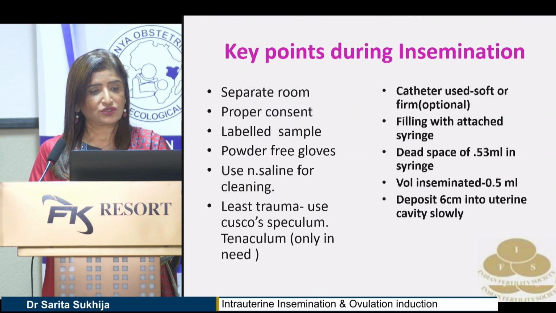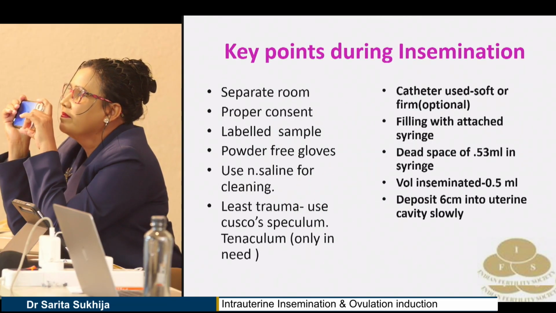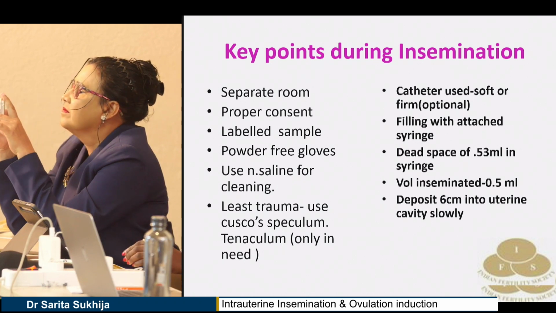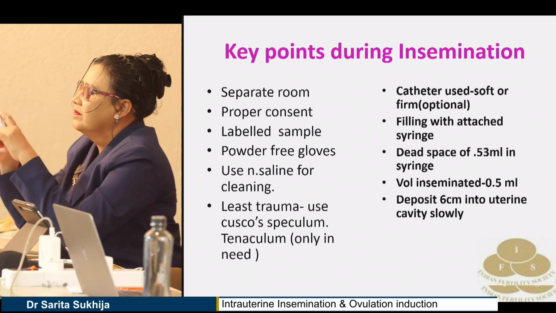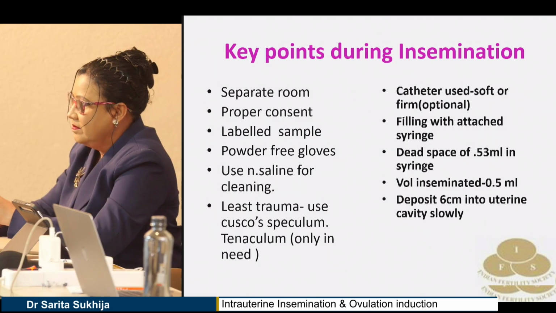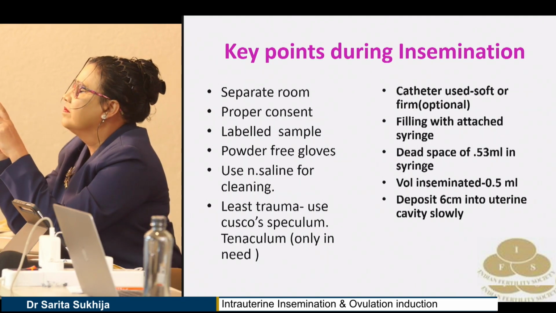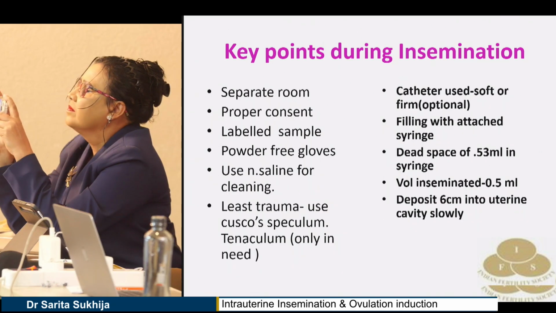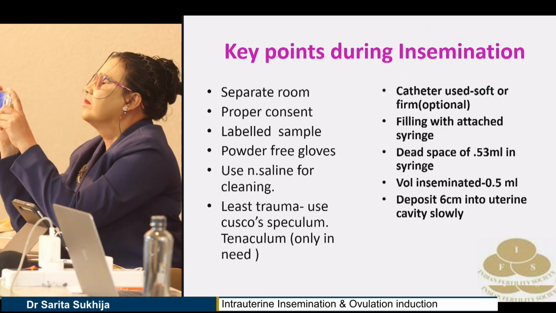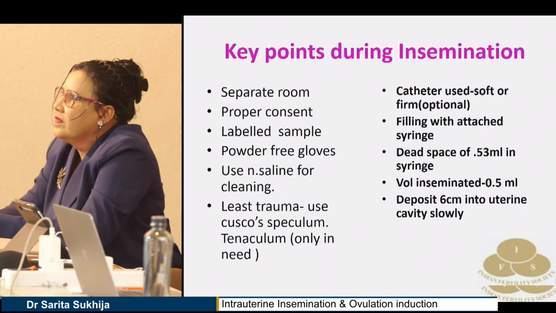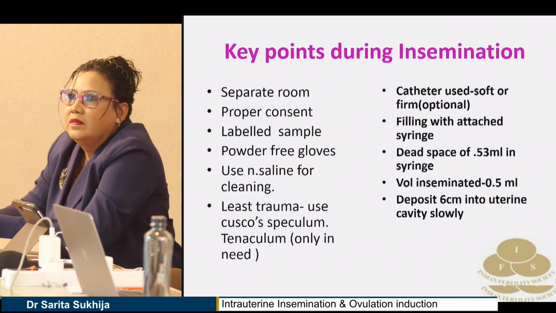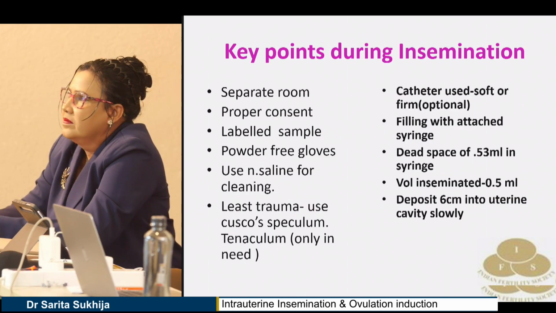The position has to be lithotomy. The key points during insemination are: you should have a separate room and take proper consent. The sample labeling is very important if there are 2-3 patients going on. You should use powder-free gloves. Always use only normal saline, no betadine, because it is toxic to the gametes. We prefer using the Cusco speculum, and the catheter can be either soft or firm, whichever you are comfortable with.